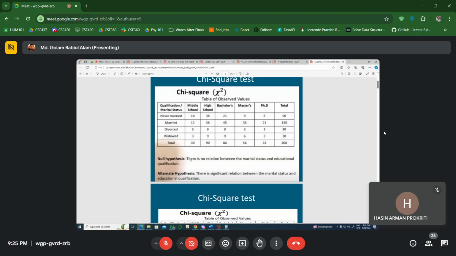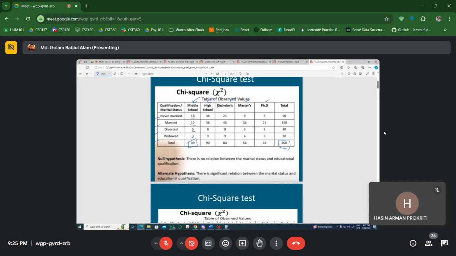Then what we have to do is collect the data. Here we have collected the data from a total of 300 students of different groups, of different classes: middle school, then high school, then bachelor, then master, and the PhD. From middle school, we got never married people, and married people 12, divorced 6, and widowed 3, and the total is 39. We have collected data from middle school, 39 people.